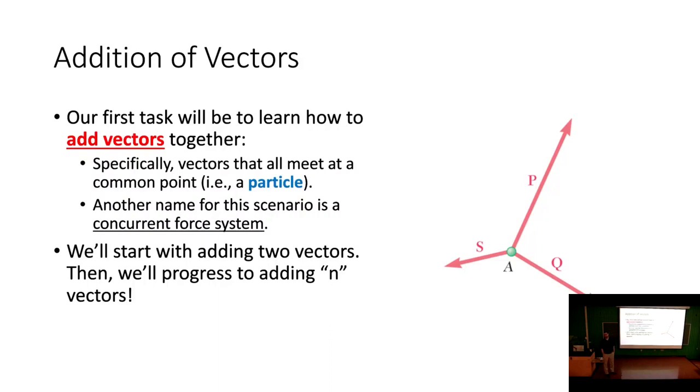Another name for that scenario is a concurrent force system. In other words, all of the lines of action of those forces meet at a common point. Later on, we will deal with non-concurrent force systems. How do we handle situations where they don't meet at a common point? Between those two, you sort of get the big picture. Now, what we're going to do starting out is learn how to add two vectors. And then later on, we'll ask, what if it's 3 or 4 or 5 or 6? How do we add n vectors together?